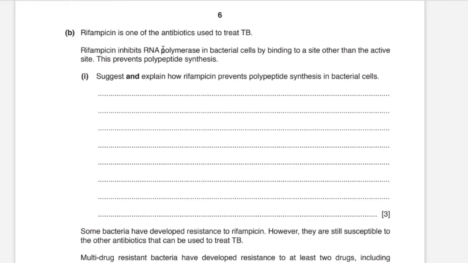So rifampicin here acts as an enzyme inhibitor, and because it does not bind to the active site and rather to a site other than the active site, that means it changes the shape of the enzyme, which is RNA polymerase over here, such that it is no longer complementary to its substrate. And so it prevents the binding between RNA polymerase and its substrate. As a result, mRNA is not synthesized, and if mRNA is not transcribed, that means translation in turn does not take place either, which therefore prevents polypeptide synthesis.